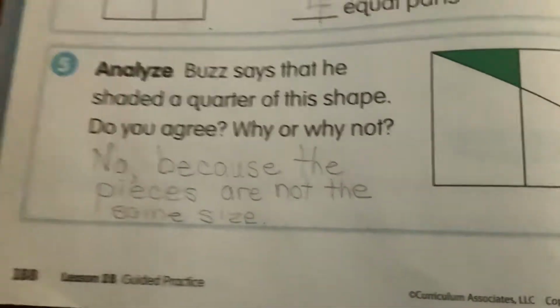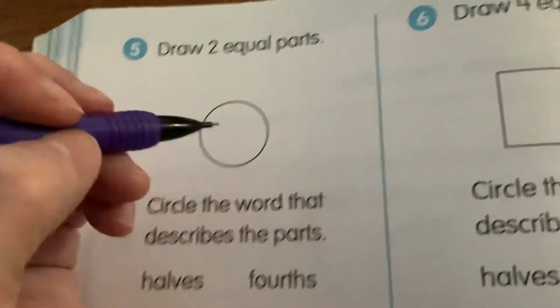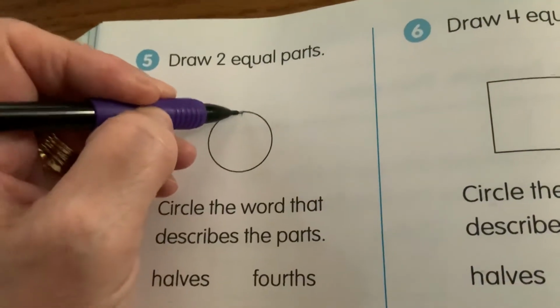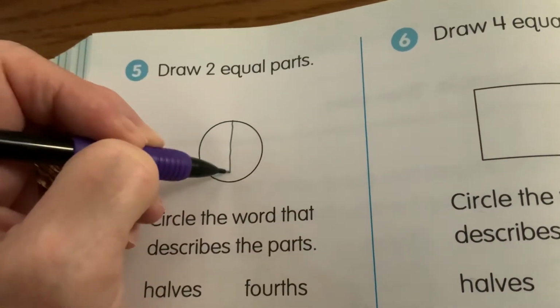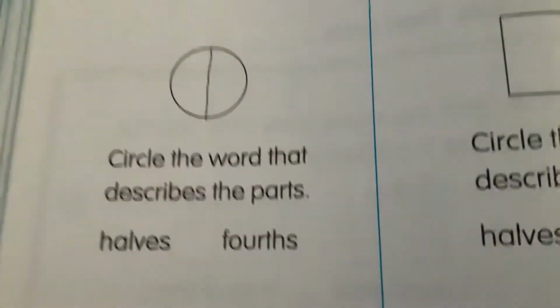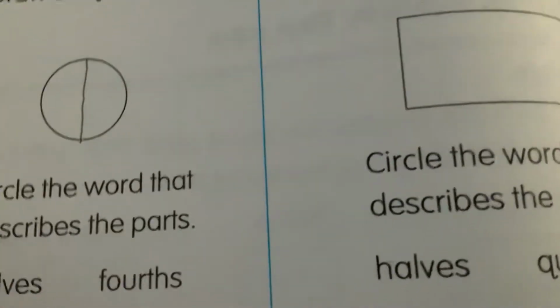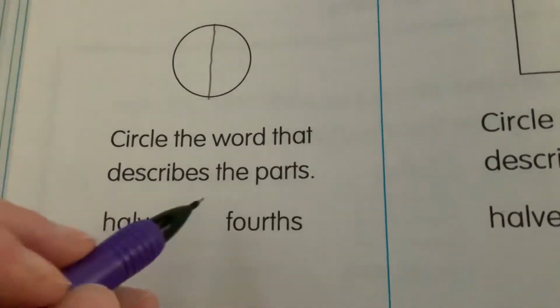Okay, if I look at my book, and again, I didn't do the homework page first, but we'll look at that before we go on to the homework for tonight. Okay, last night we were supposed to draw 2 equal parts. I keep saying last night as if you do this just like we do at school, so you may not have done it last night. You may have done it just a few minutes ago. Okay, circle the word that describes the parts.